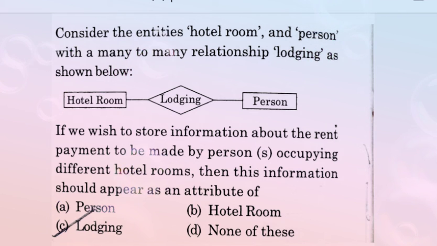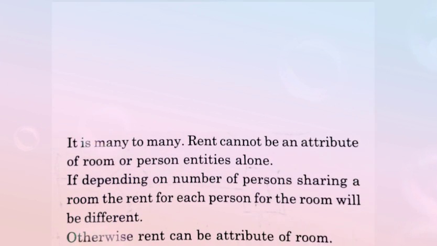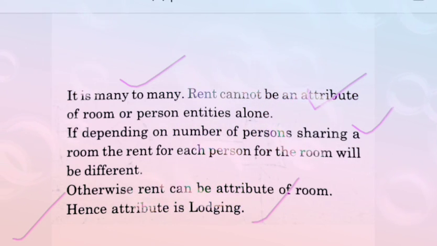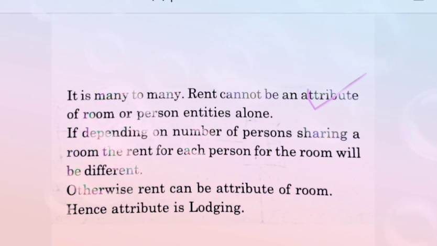Why? We come to the solution. More information about this question is given, like it is a many-to-many relationship. Rent can be an attribute of room or person entities alone, so it depends on the number of persons sharing a room. The rent for each person for the room will be different, otherwise rent can be an attribute of the room. Hence the attribute is lodging. Lodging is your correct answer. Now come to the next question.